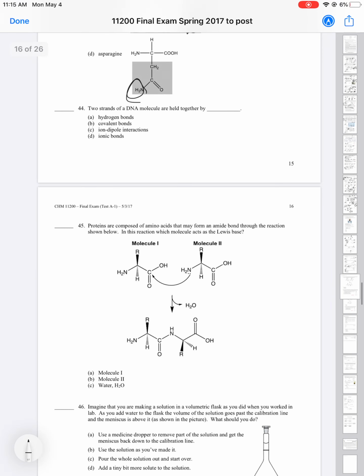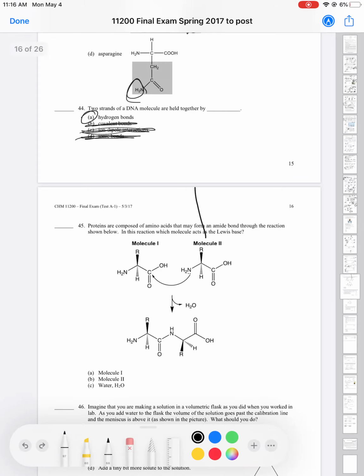Two strands of a DNA molecule are held together by A, hydrogen bonding. That's something I guess you kind of just know. Hydrogen bonds are what hold it together. It's not going to be covalent bonds, because that would take too much energy to break. You need to be able to break them easily for the DNA to replicate and be used. Ionic bonds, those are too strong too. And then there are no ions in DNA.